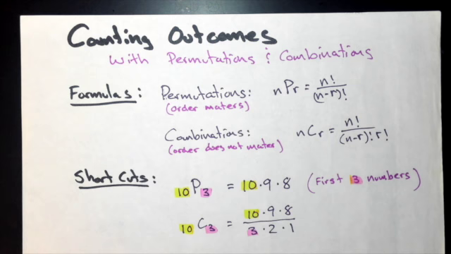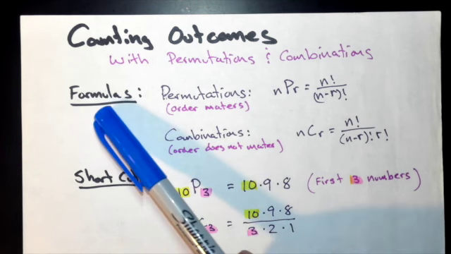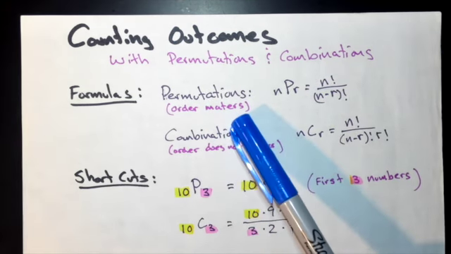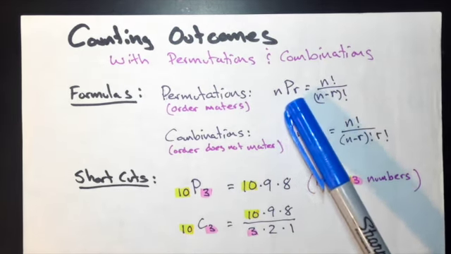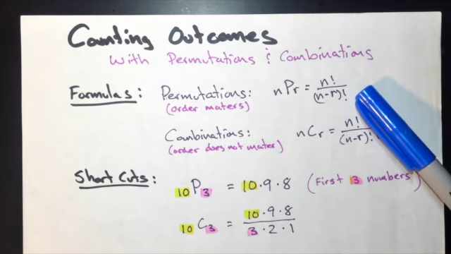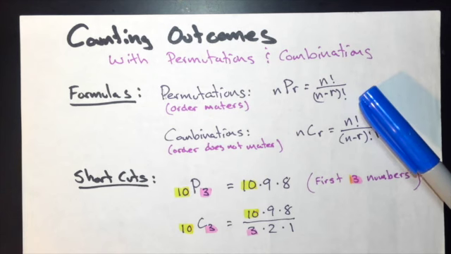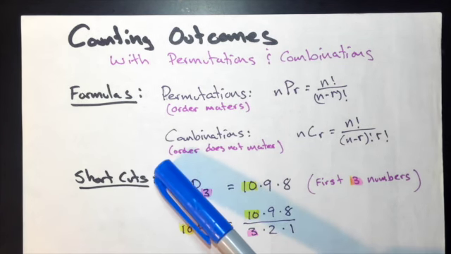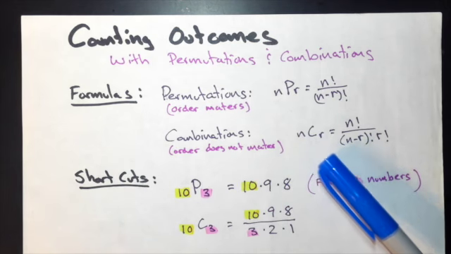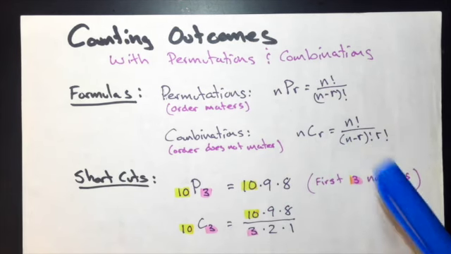So let's get started. Here are some important formulas that you should know already, but if you don't, you have to have these written down. The first formula is for permutations. That's arrangements where order matters, and we have this symbol nPr, which is n factorial over n minus r factorial. And we have combinations where order does not matter, and that would be this formula right here.